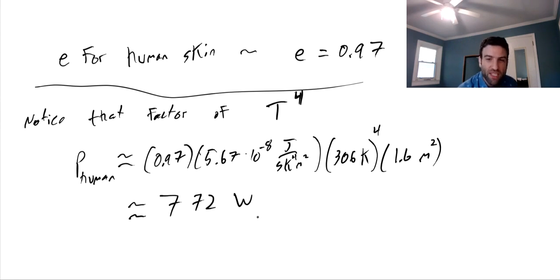So if you were to suddenly find yourself in the vacuum of space with nothing warming you up, even if there was nothing physically in contact with you to conduct heat away or to convect heat away, you would still be radiating thermal energy at almost 800 watts. And at that rate, you would get quite cold quite quickly.